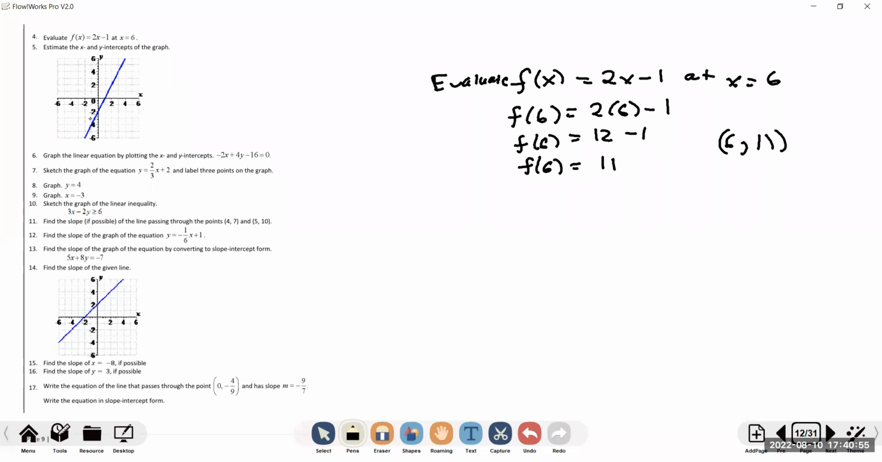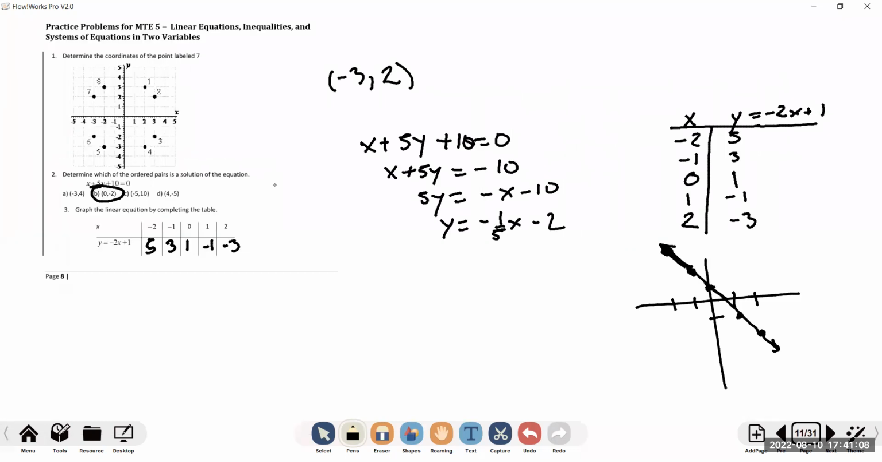Estimate the x and y intercepts of the graph. So the y-intercept is right there at (0, -2). The x-intercept is right there at (1, 0).